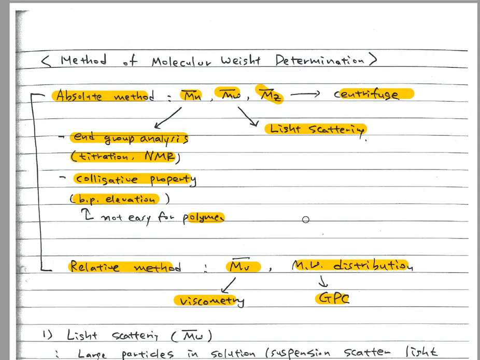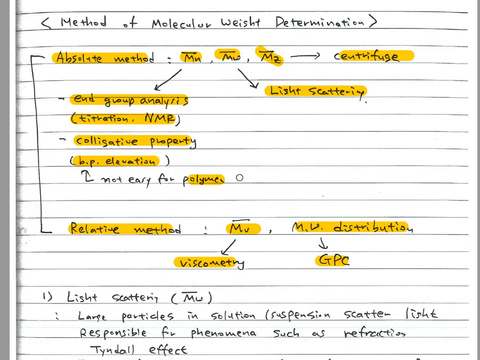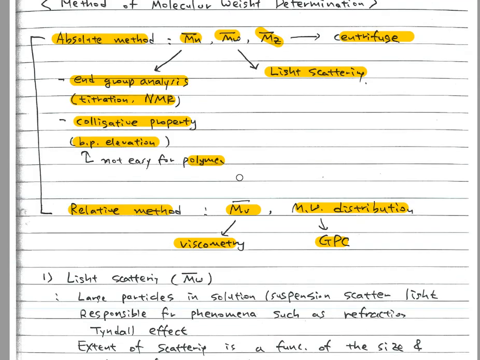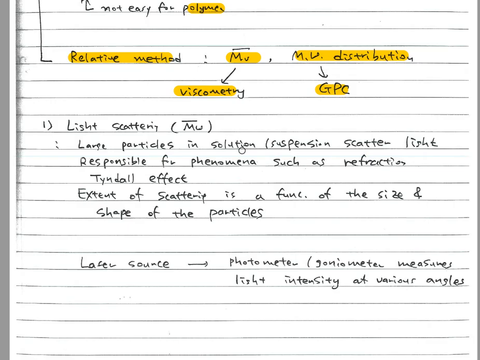So let's briefly see a little bit more detail about some of the experimental techniques. The first one is called light scattering. And by doing light scattering, we have seen that we can determine weight average molecular weight. So it's here. The basic principle is very simple. Okay, so let's read it.